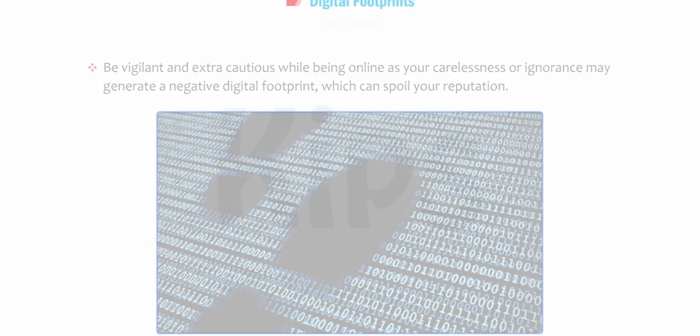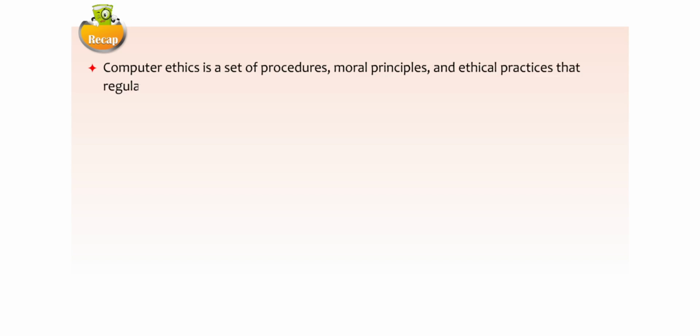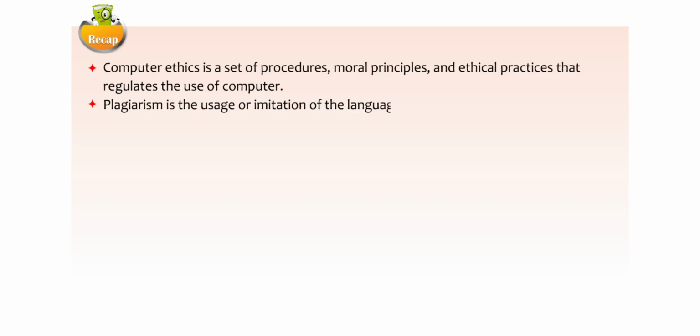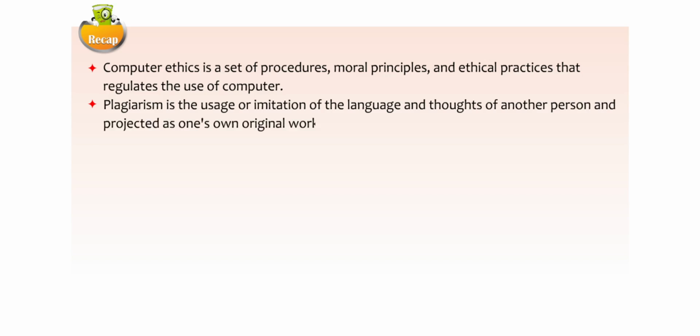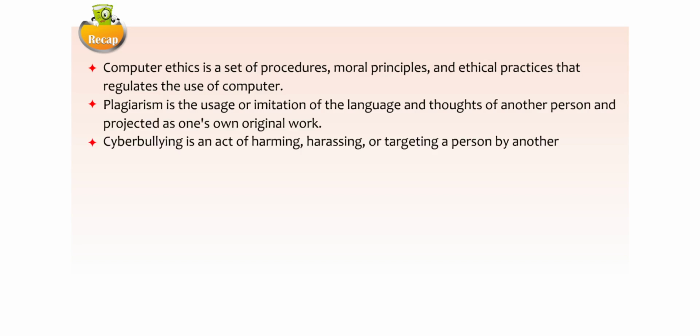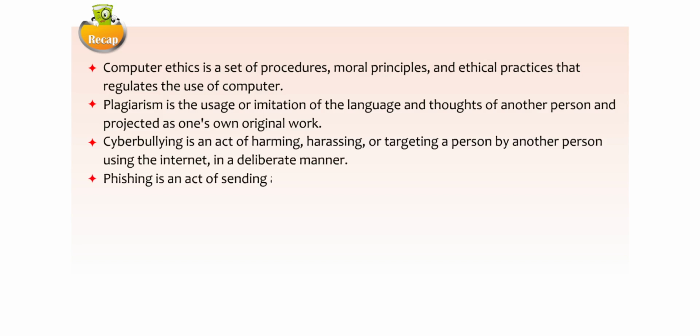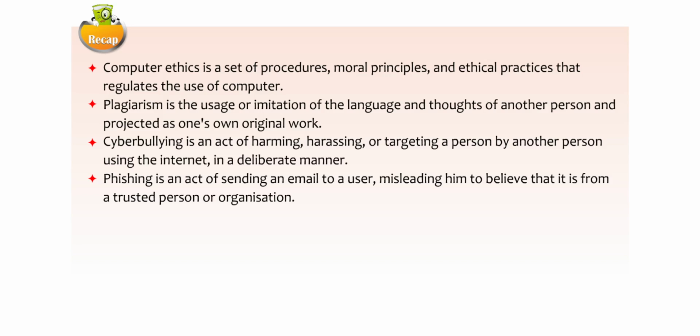Okay, students, let us take a recap of this chapter. Computer ethics is a set of procedures, moral principles, and ethical practices that regulates the use of computers. Plagiarism is the usage or imitation of the language and thoughts of another person and projected as one's own original work. Cyberbullying is an act of harming, harassing, or targeting a person by another person using the internet in a deliberate manner. Phishing is an act of sending an email to a user, misleading him to believe that it is from a trusted person or organization.